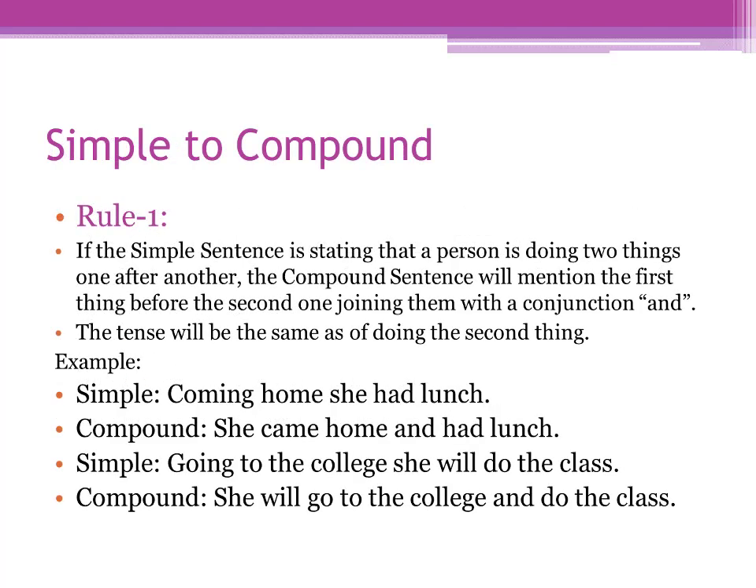Here are some more rules of conversion from simple to compound. Rule 1. If the simple sentence is stating that a person is doing two things one after another, the compound sentence will mention the first thing before the second one, joining them with a conjunction "and". The tense will be the same as of doing the second thing.